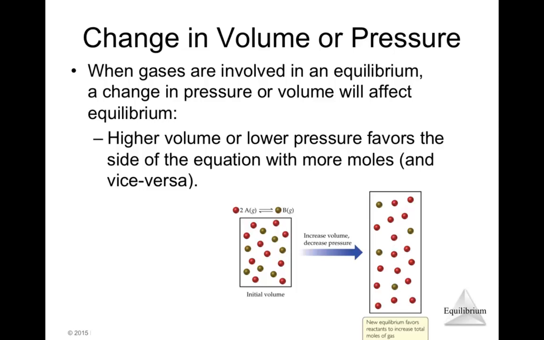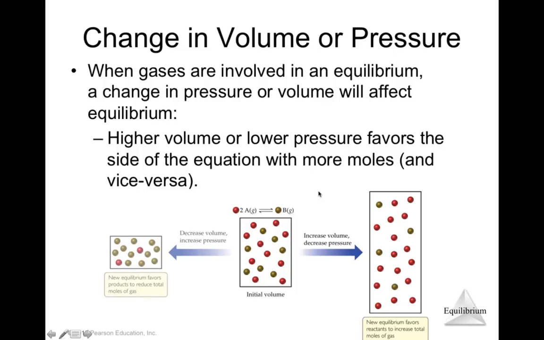And if we decrease the volume, that will increase the pressure, and then we will shift the equilibrium to the right, to the side that has fewer moles. That's why we have a lot of B here: by decreasing the volume, it increases the pressure and we shift to the side that has the lower number of moles. So this is basically how pressure and volume affect a reaction that is in equilibrium.